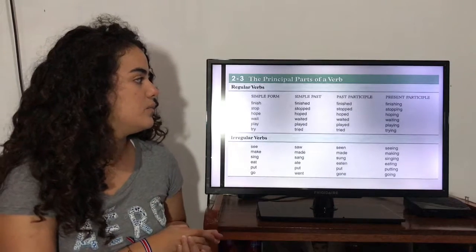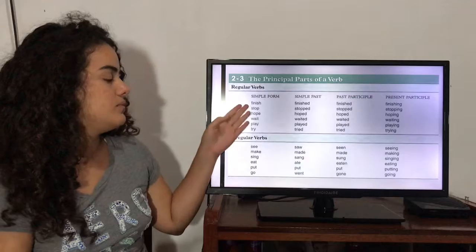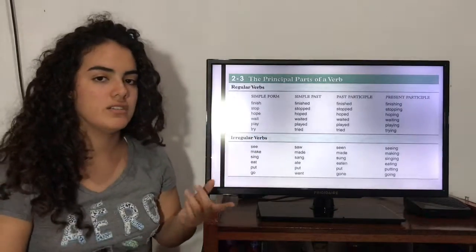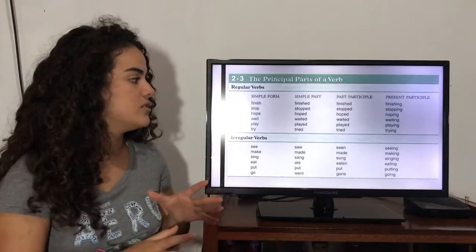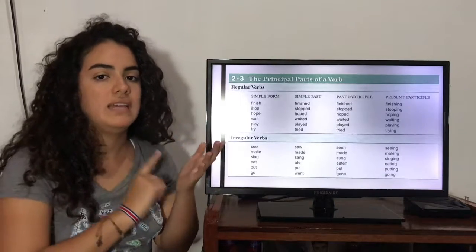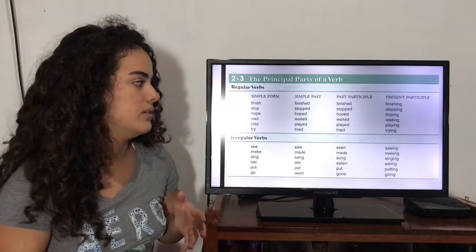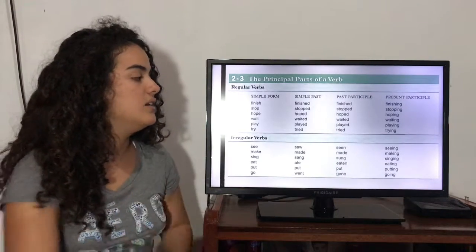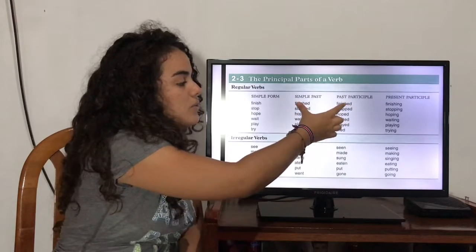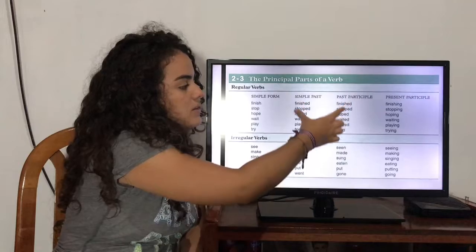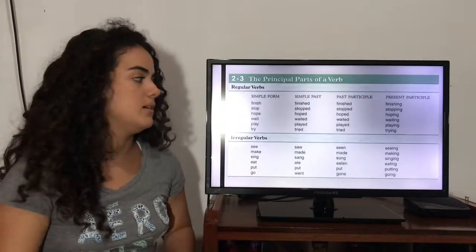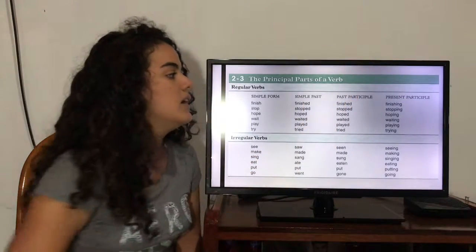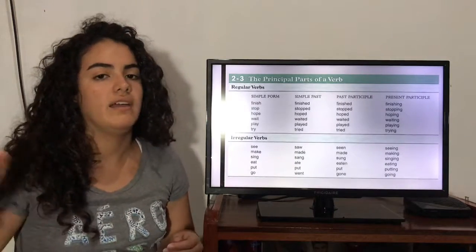Now we have the principal parts of the verb. So we have charts and columns here, like simple form, finish. This is the verb in the simple form, finish. In the simple past, finished, ed at the end. And past participle, finished, ed. Usually past participle and simple past are equal, so they're all the same. But in irregular forms, they are not the same. So in the simple past and past participle in regular verbs, they're the same. And in present participle, finishing, ing, remember.